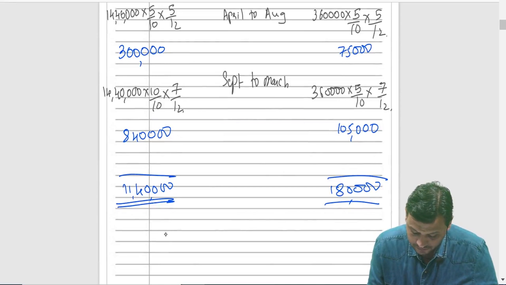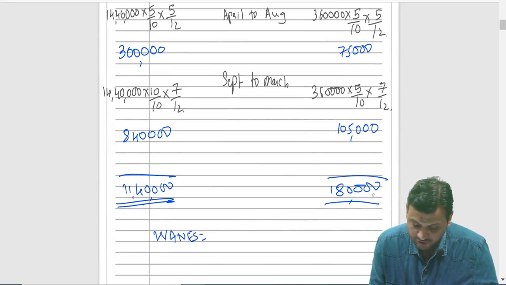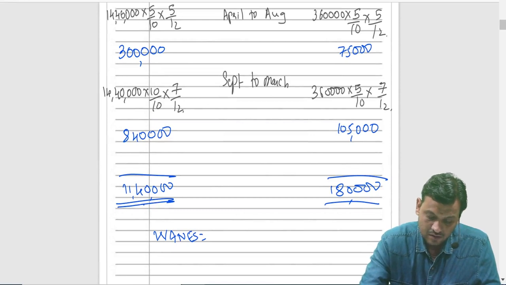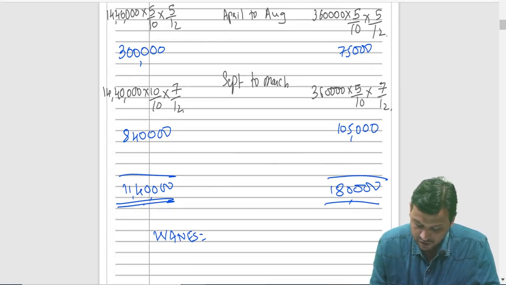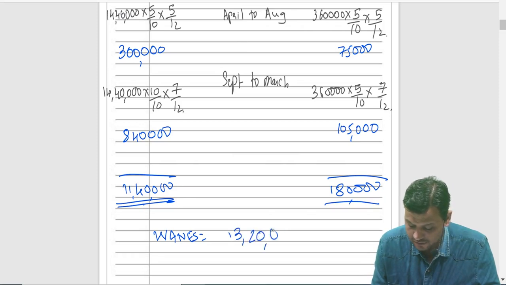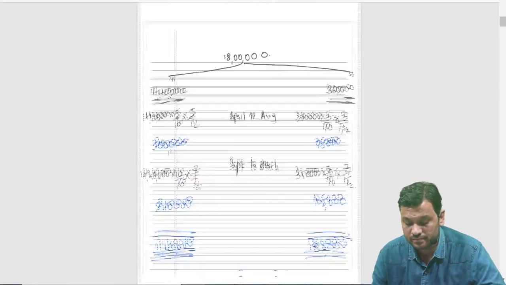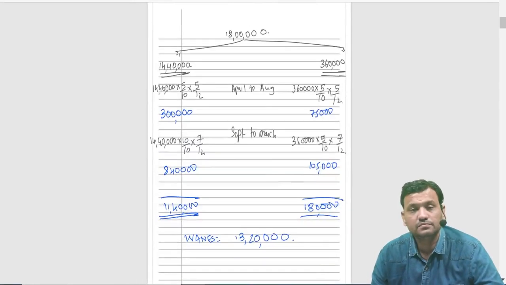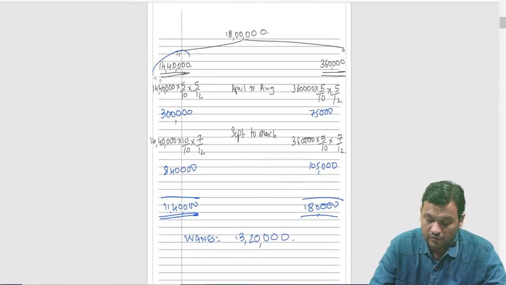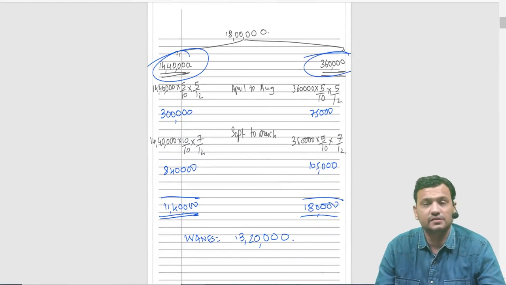So my weighted average number of equity shares would be how much? 11,40,000 plus 1,80,000, which gives me 13,20,000. I hope you got my answer. I'm doing the working for 14,40,000 separately and 3,60,000 separately.